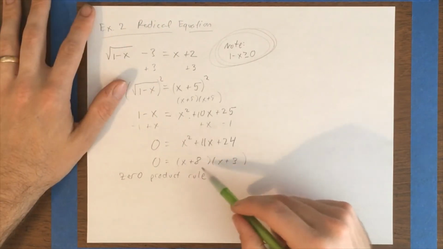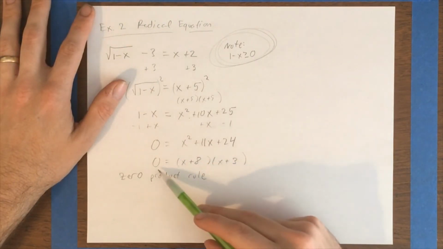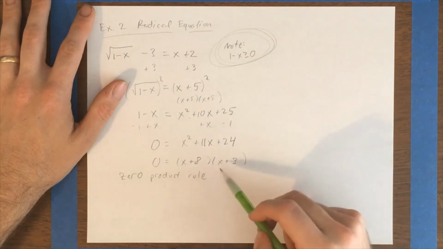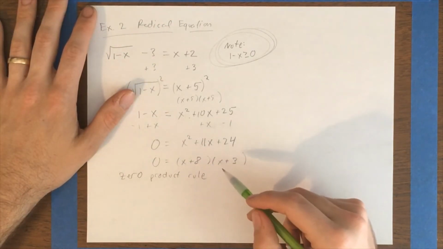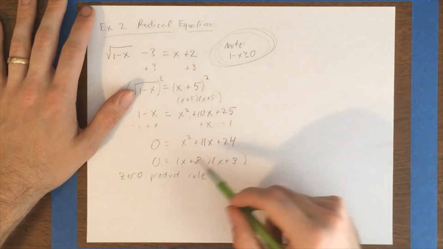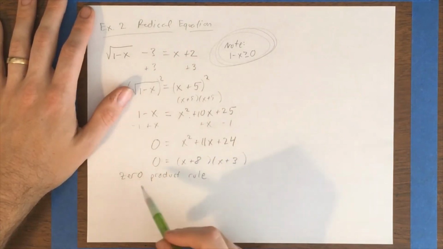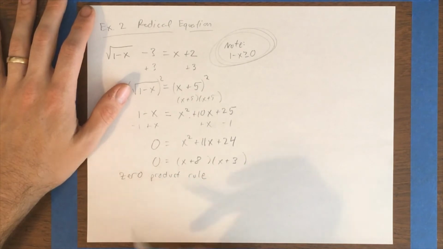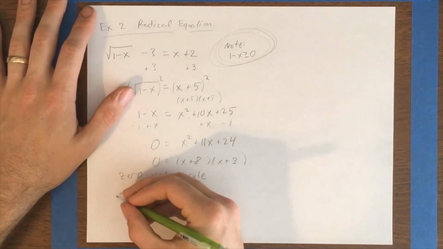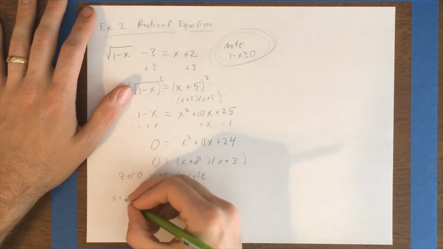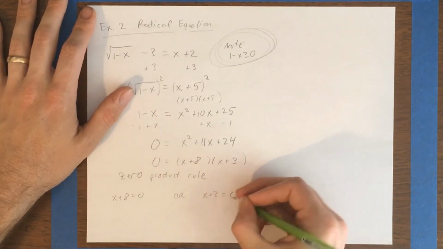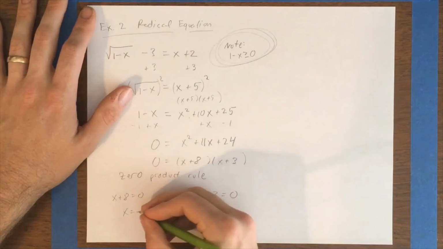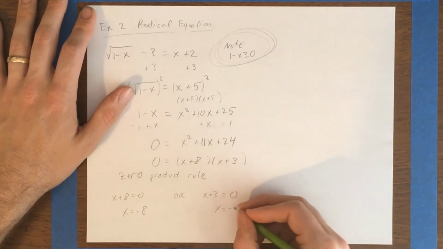It's just that if you multiply two things together and you get 0, one of the factors in that product must have been 0 to begin with. Okay? Because if neither of them were 0, you can't possibly get 0, right? We're going to say from this that either x plus 8 is 0 or x plus 3 is 0. And then that gives us our two possible solutions. X is negative 8 or x is negative 3.